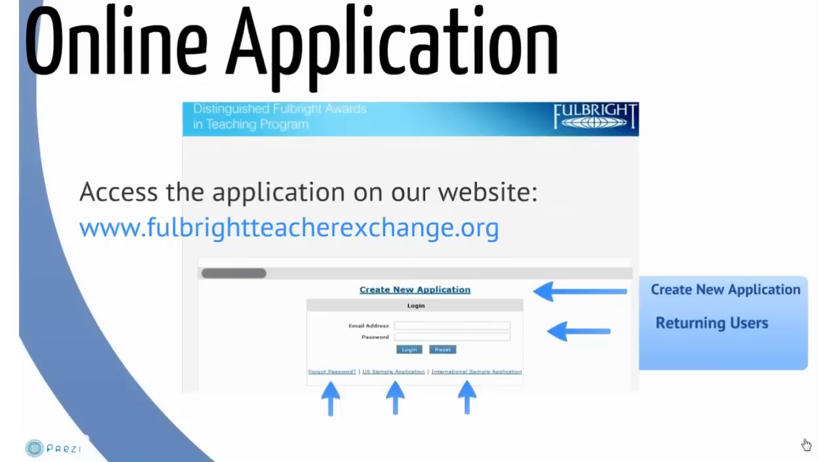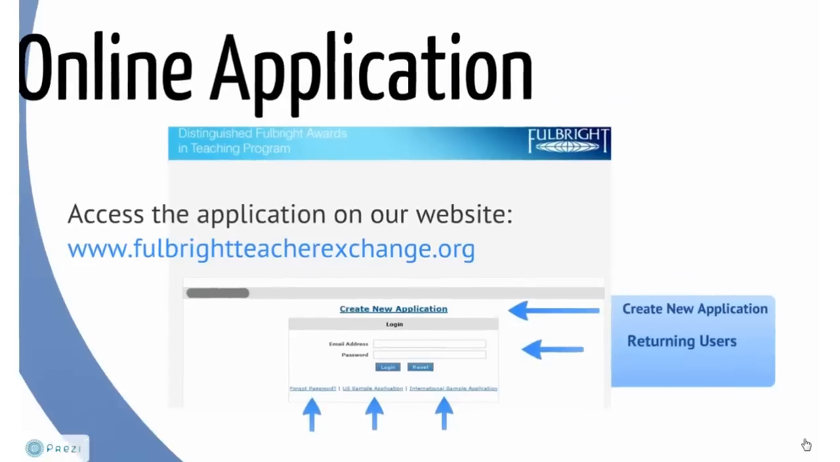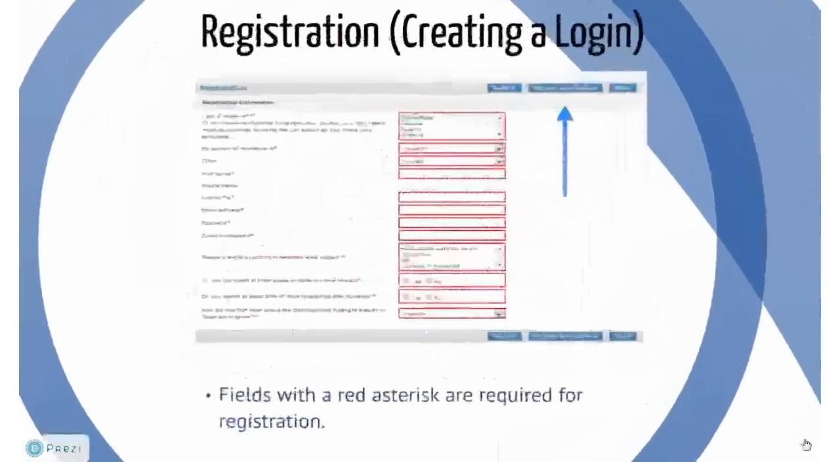This is the screen that applicants will see when they are ready to start their application. Applicants creating an application for the first time should click Create New Application. Returning users should enter their email address and password into the field. This screen also has links for a forgotten password or if an applicant would like to view a blank application. Applicants are then brought to the registration page. Any fields throughout the application with a red asterisk are required for submission.